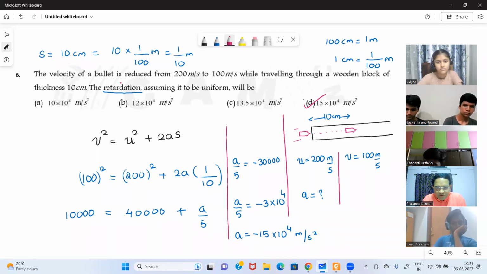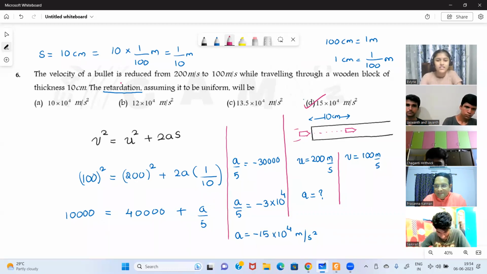Is the whole thing clear, students? Excuse me, sir. Yes, Evelyn, please go ahead. Sir, can you explain why the distance is 10 centimeters? Velocity of the bullet is reduced from 200 meter per second to 100 meter per second while traveling through a wooden block of thickness 10 centimeters. Right?